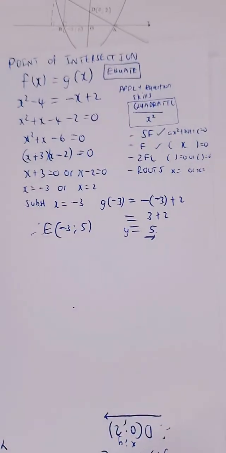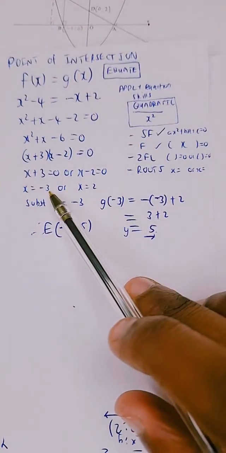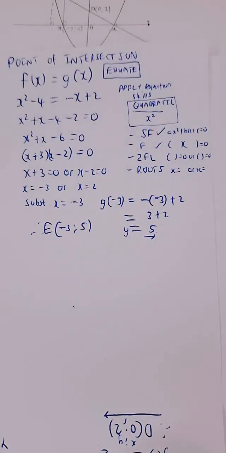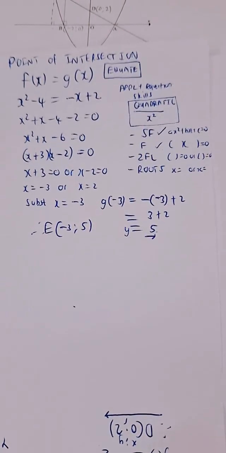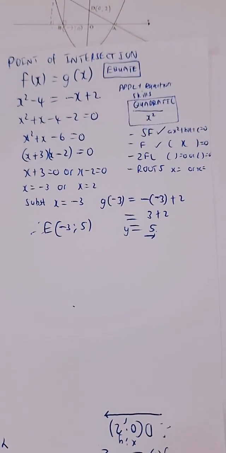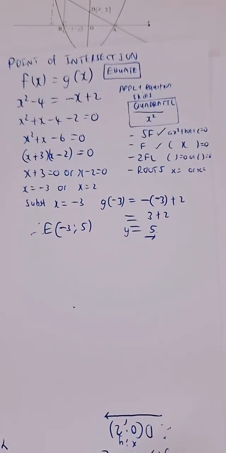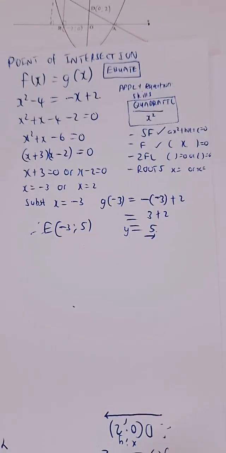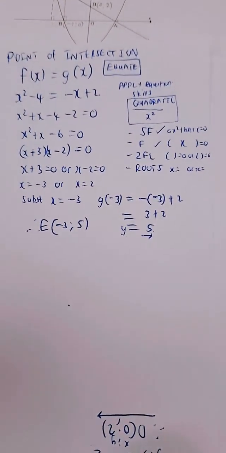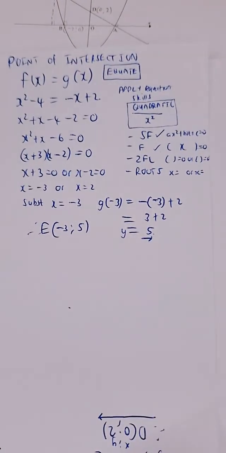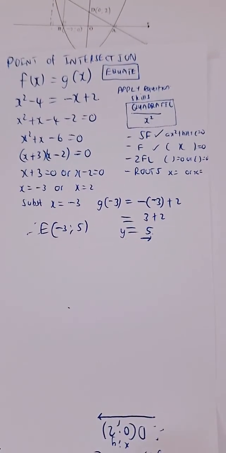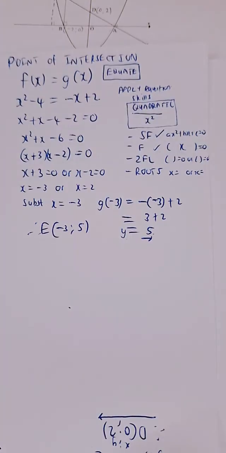People are going to ask, why did we choose x is equal to negative 3 and why did we leave x is equal to 2? It's because of where we are. Make sense? I hope we understand that one, because once we understand that one, it makes beautiful sense.